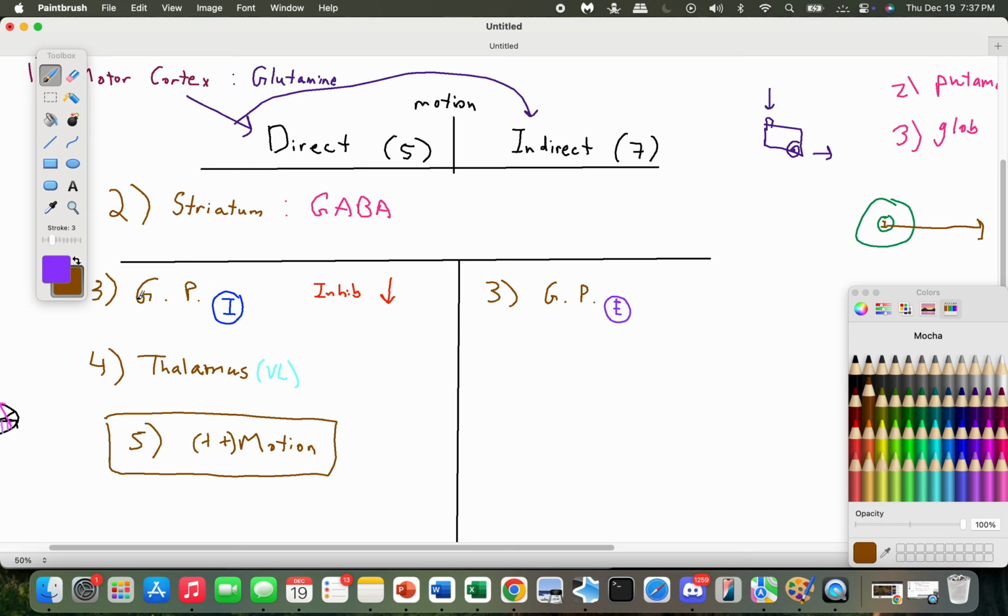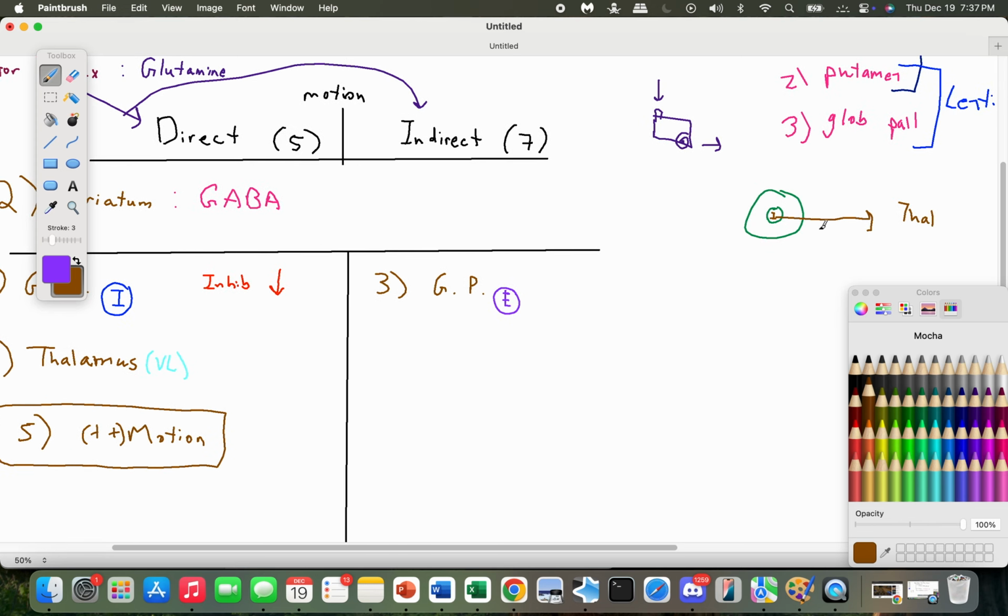Okay, so you can see here, there's actually a pretty important difference between the direct and the indirect. They might both start by talking to the globus pallidus, but this one is going to talk to the internal part of the globus pallidus, and this one is going to talk to the external part of the globus pallidus. And remember how I drew this drawing over here, and I said the internal part of the globus pallidus is going to talk to the thalamus, and I did not draw an arrow over here, right? So let's just draw some X's, right? There's no signaling from the GPE to the thalamus.